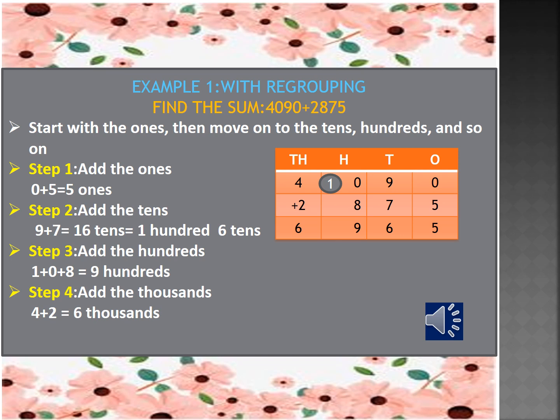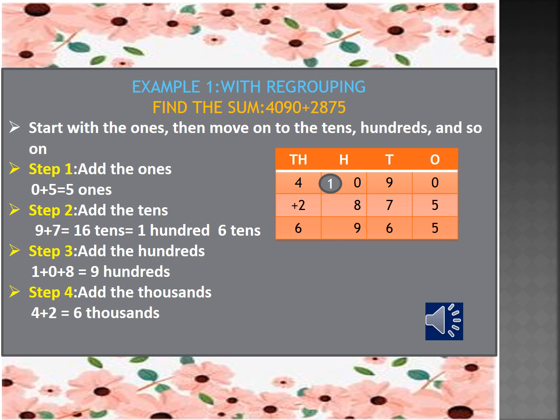0 will be in ones place and 1 will be in the tens place. Step 2. Add the tens. 1 plus 1 plus 8 gives you 10. 0 is in tens place and 1 will be in the hundreds place.